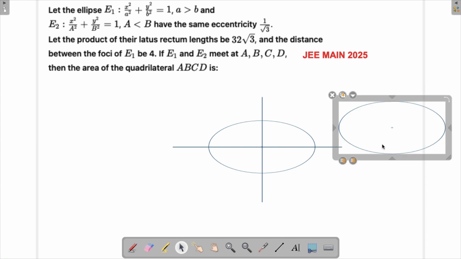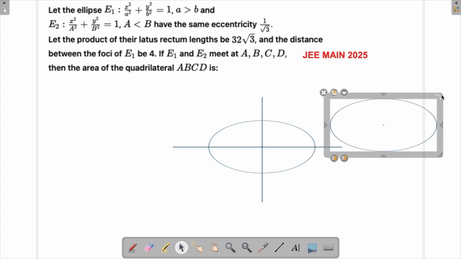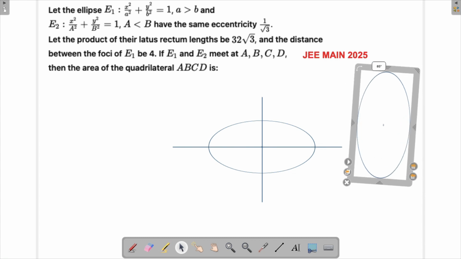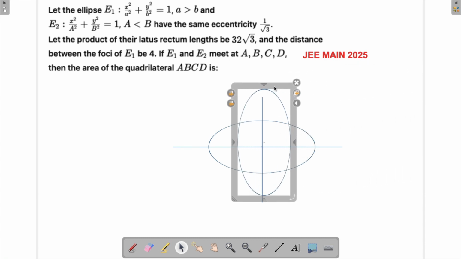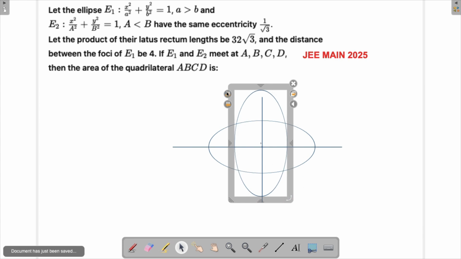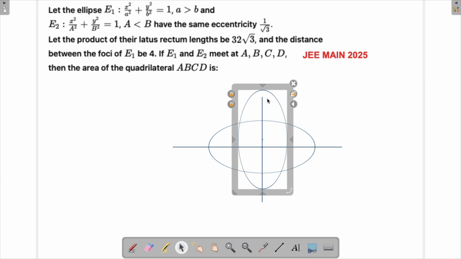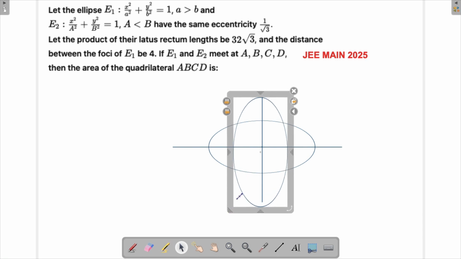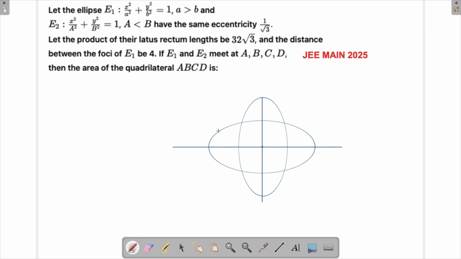Now the other ellipse, we don't know yet how big it will be, but this is how it is going to be. This is how big it could be. It could be smaller as well, we don't really know, so we can make it a little smaller. And then what we need to find out is where they intersect, at A, B, C, D, and the shape it is going to form. It is going to be forming a rectangle, that is what we understand. And then finally, we need to find out the area of this rectangle, right?